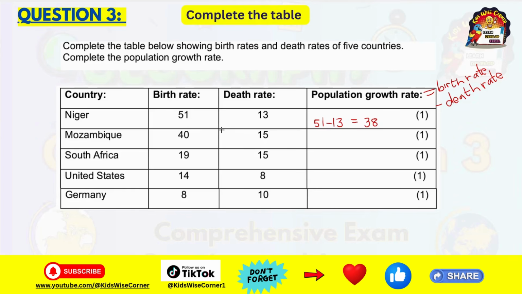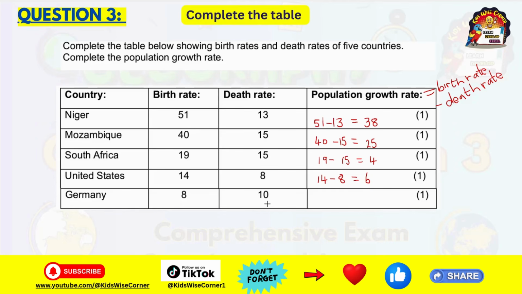For Mozambique, the birth rate is 40, the death rate is 15. The population growth rate will be 25. For South Africa, the birth rate is 19, the death rate is 15. So the population growth rate for South Africa is 4. For United States, the birth rate is 14, the death rate is 8, the population growth rate is 6.